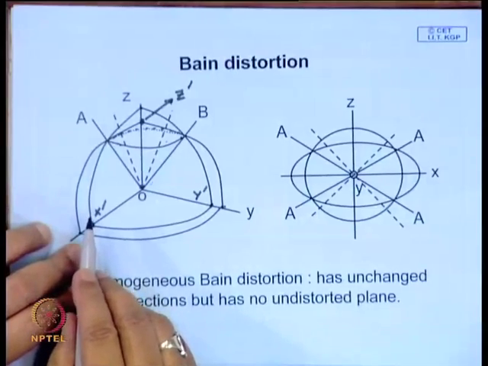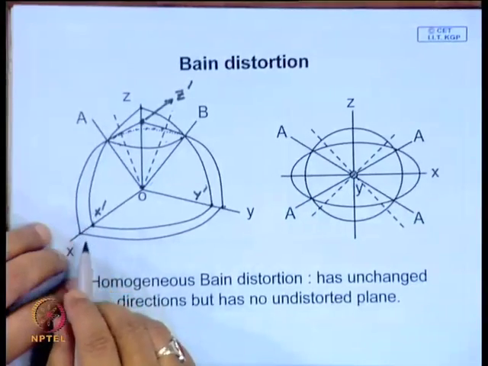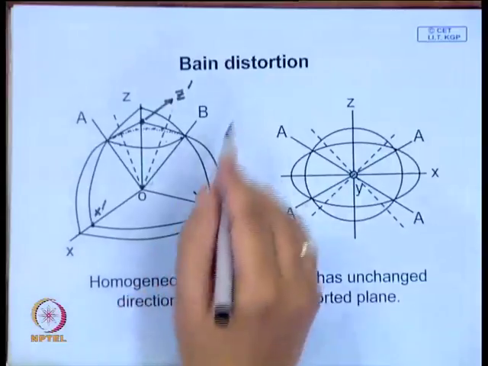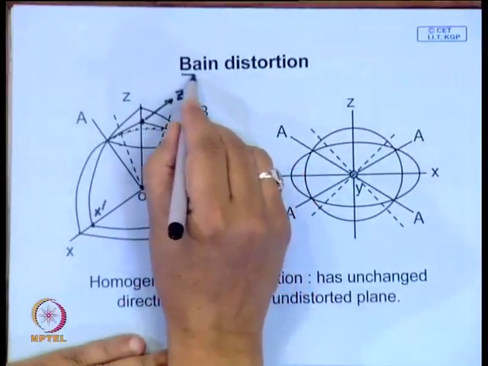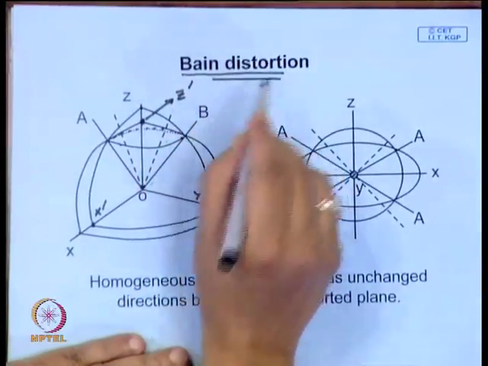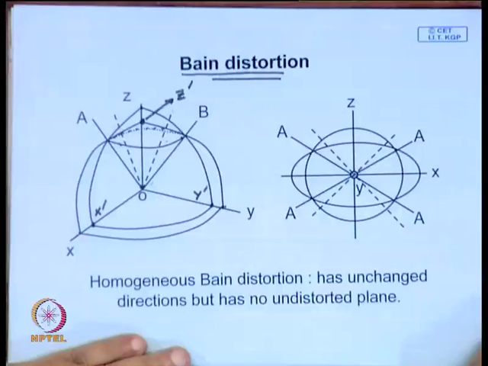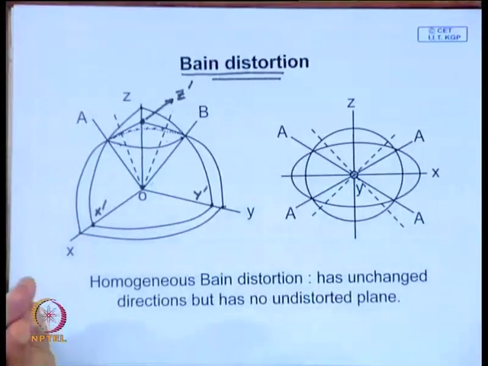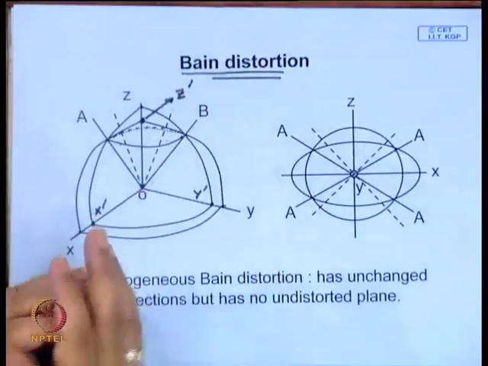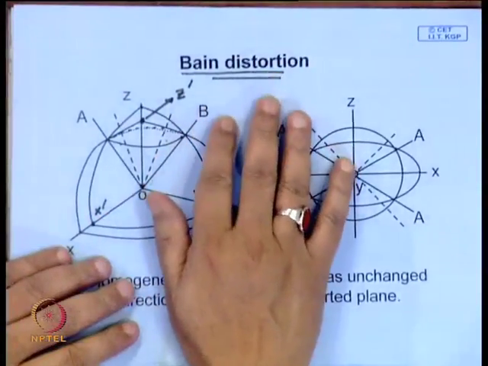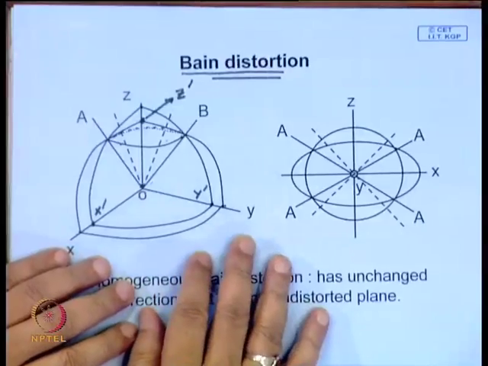Now, suppose this Bain distortion is a severe distortion, how will it be accommodated in the lattice? We know that crystals, if too much distortion or too high a stress is applied, deform and change shape either through slip or through twinning.